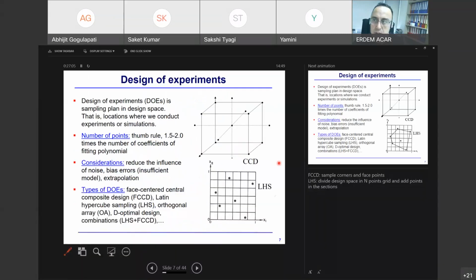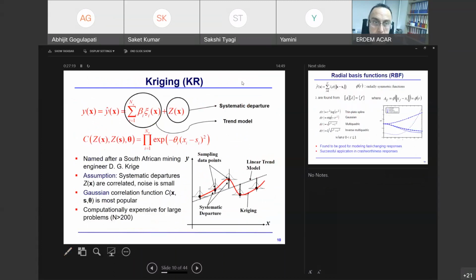Trying to go to the next slide, but somehow my computer has frozen.